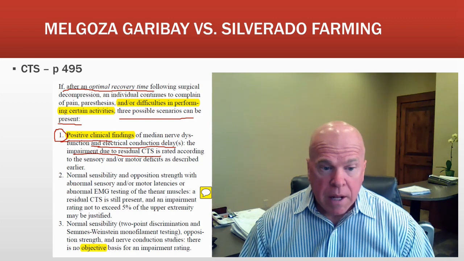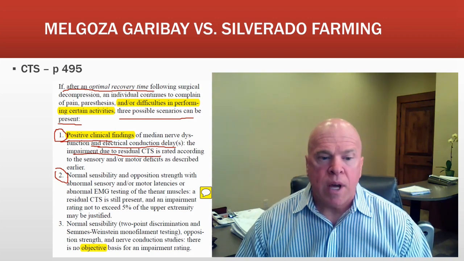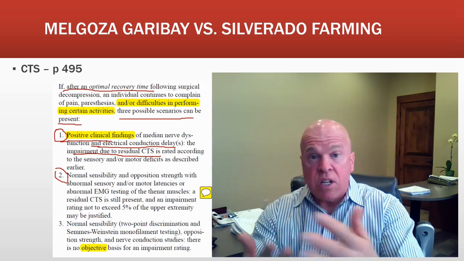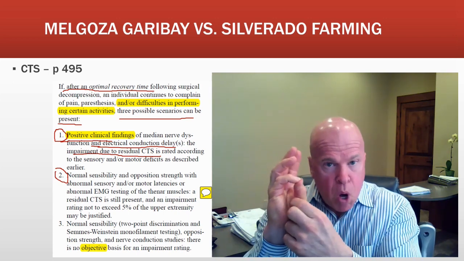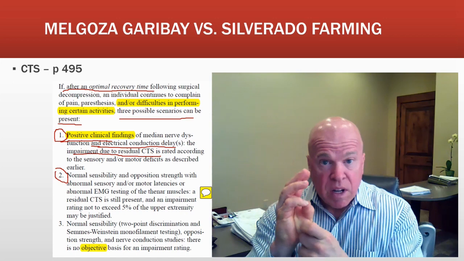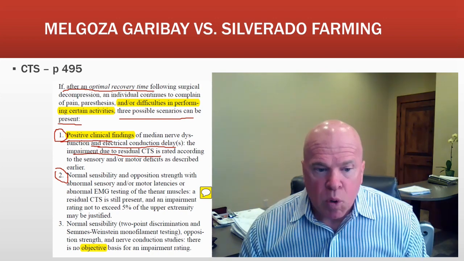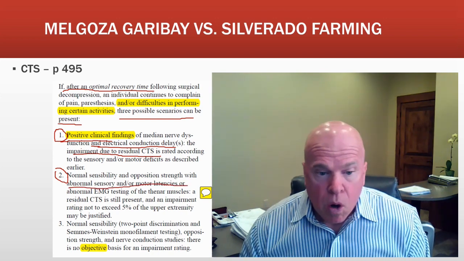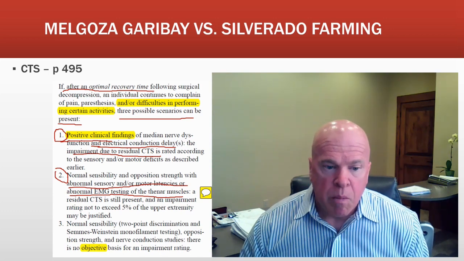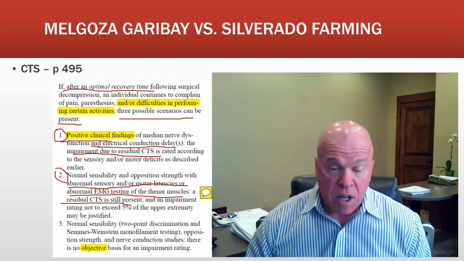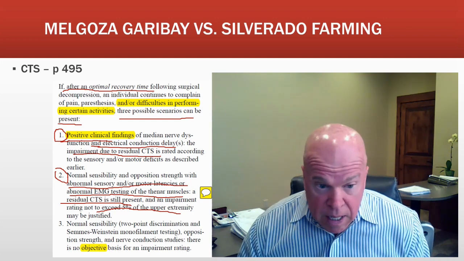Okay? Now, the second type of examinee who's had carpal tunnel syndrome decompression is a person who has normal sensibility, in other words, normal sensation in the distribution of the median nerve, and has normal thumb opposition strength using the opponens pollicis muscle, right? Median nerve innervated muscle. They have normal opposition strength, but they have some findings of abnormal sensory and or motor latency, or abnormal EMG testing of the thenar muscles. This is an examinee who has some residual carpal tunnel syndrome present, and an impairment rating not to exceed 5% of the upper extremity may be justified.